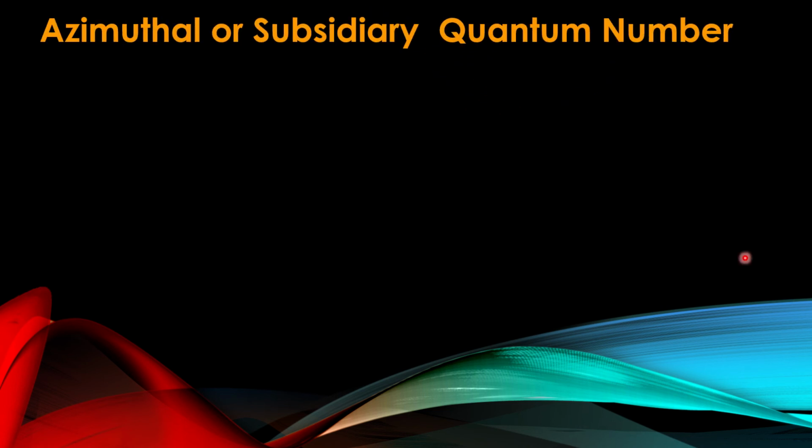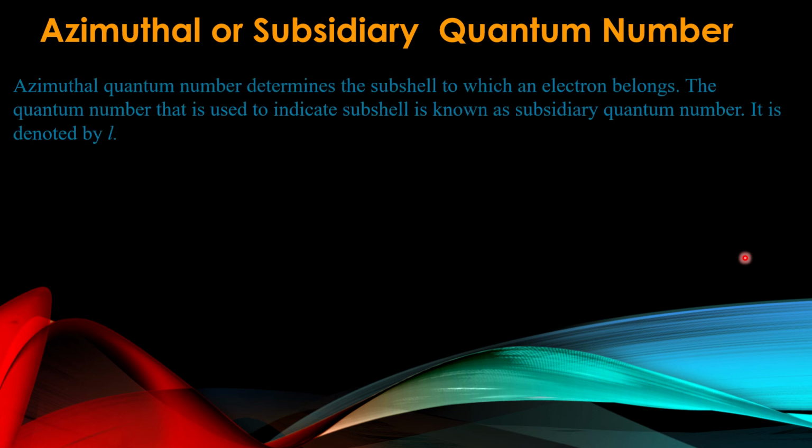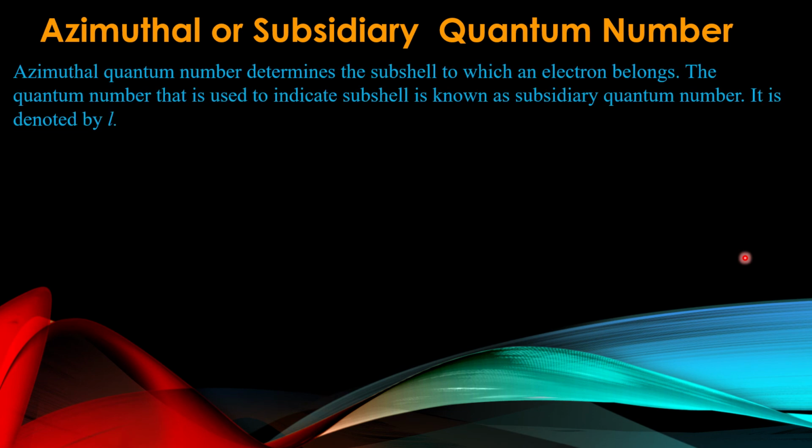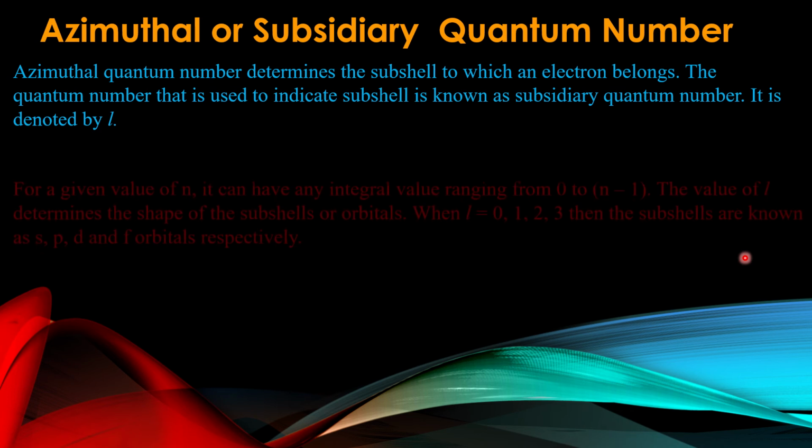Now, azimuthal or subsidiary quantum number. The azimuthal quantum number determines the subshell to which an electron belongs. That means from the principal quantum number we can know the principal shell or orbit of an electron, and from the azimuthal or subsidiary quantum number we can know the subshell or orbital of an electron. The quantum number that is used to indicate the subshell is known as the subsidiary quantum number. It is denoted by l.